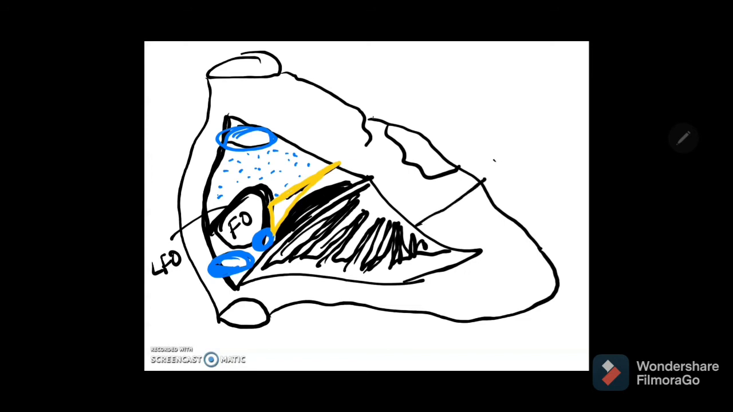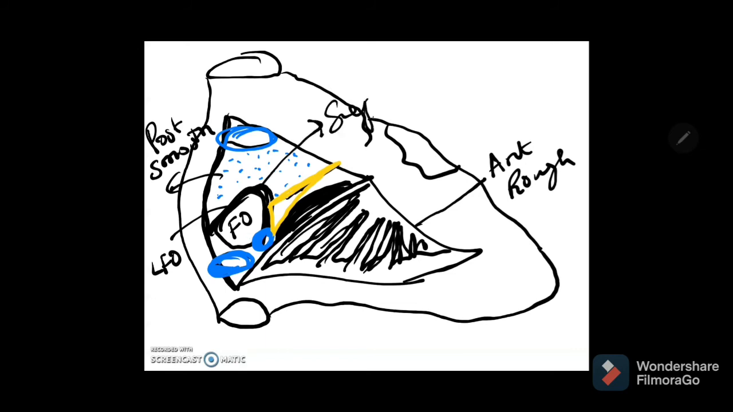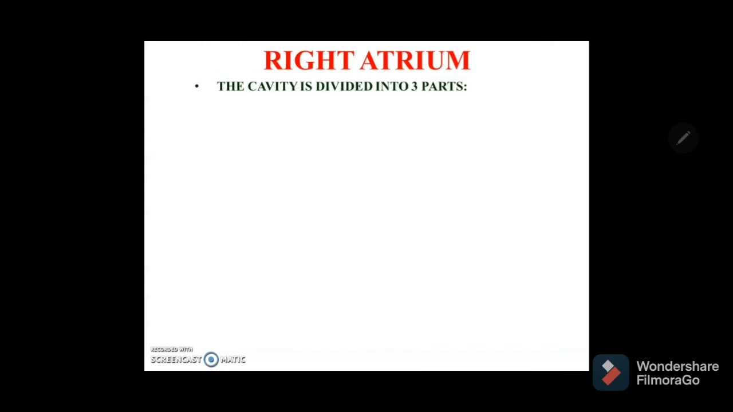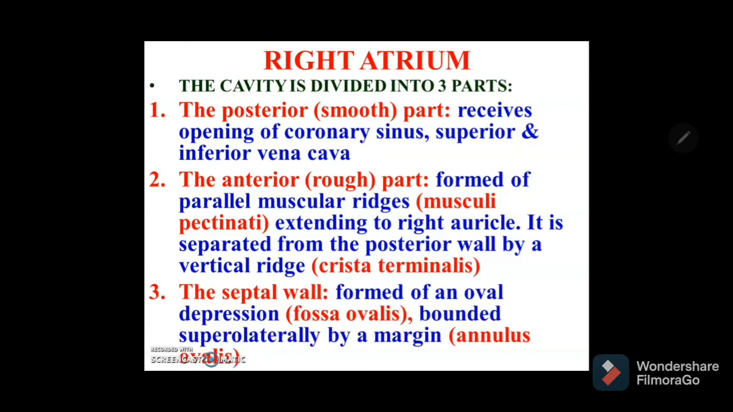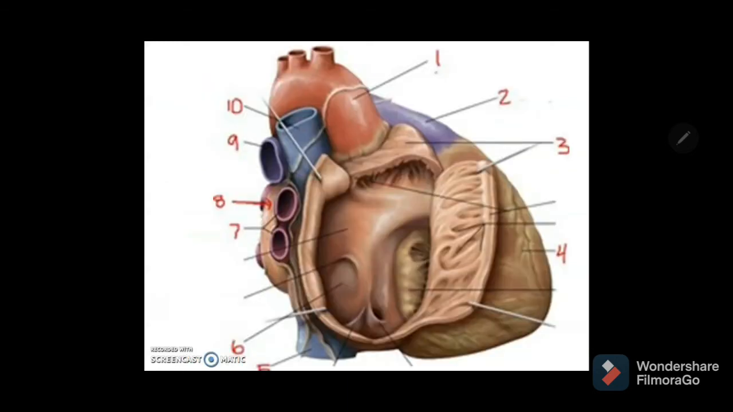So these are some of the internal features you observe when you cut open the interior of the right atrium. This is the anterior rough part showing musculi pectinati. The posterior smooth part shows the openings of the veins as it is derived from the sinus venosus, and this is the septal wall showing the fossa ovalis. So the cavity is divided into three parts: posterior smooth part, anterior rough part, and a septal part. The posterior smooth part receives the openings of the coronary sinus, superior vena cava and inferior vena cava. The anterior rough part is formed by the musculi pectinati, which extend from the crista terminalis.